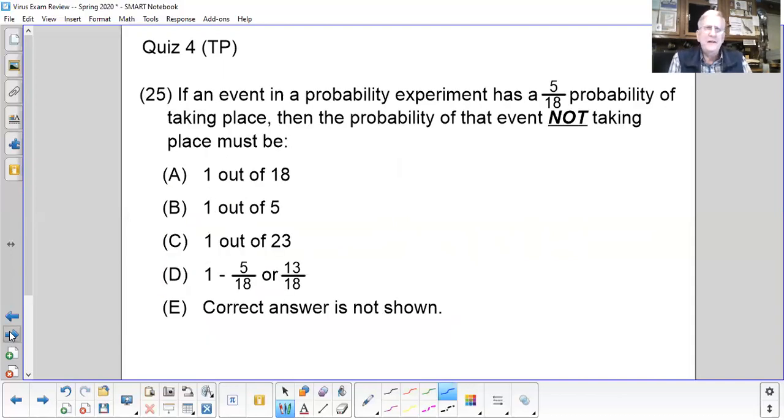25. If an event in a probability experiment has a 5/18 probability of taking place, then the probability of that event not taking place must be what? Well, if you have the probability of it taking place and you want the direct opposite, you simply subtract from 1, which is choice D. We have subtracted 1 minus 5/18, which of course is 13/18.